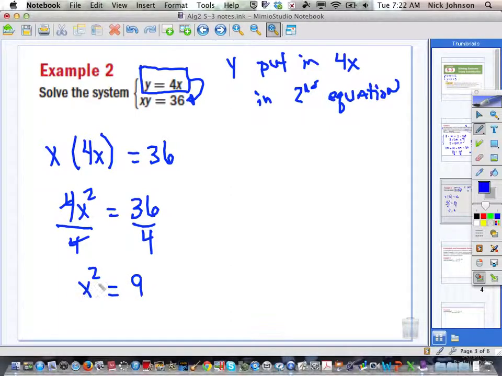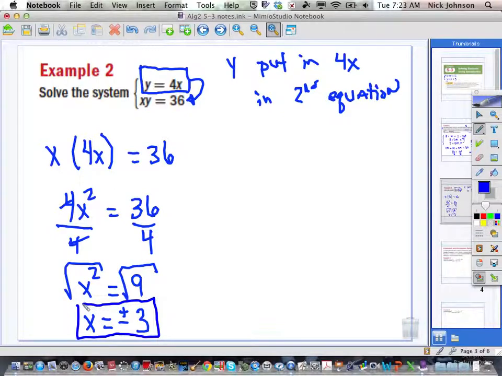How do I get x by itself? Well, I take the square root, because I have x squared, so to get x by itself, I have to take the square root. When I take the square root, x is going to equal plus or minus, don't forget that, plus or minus 3. So you have two solutions to this problem. It could be positive 3 or it could be a negative 3. Okay?